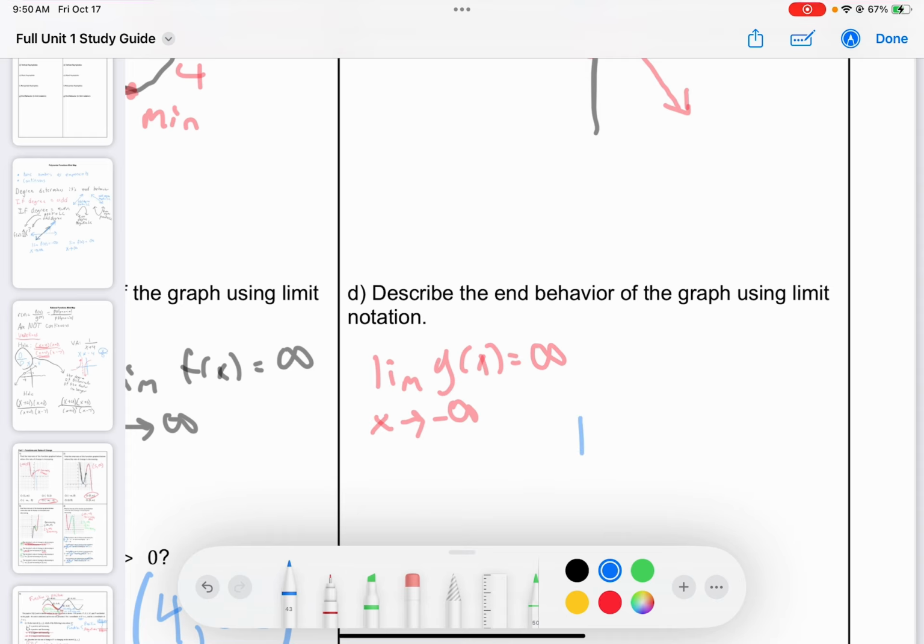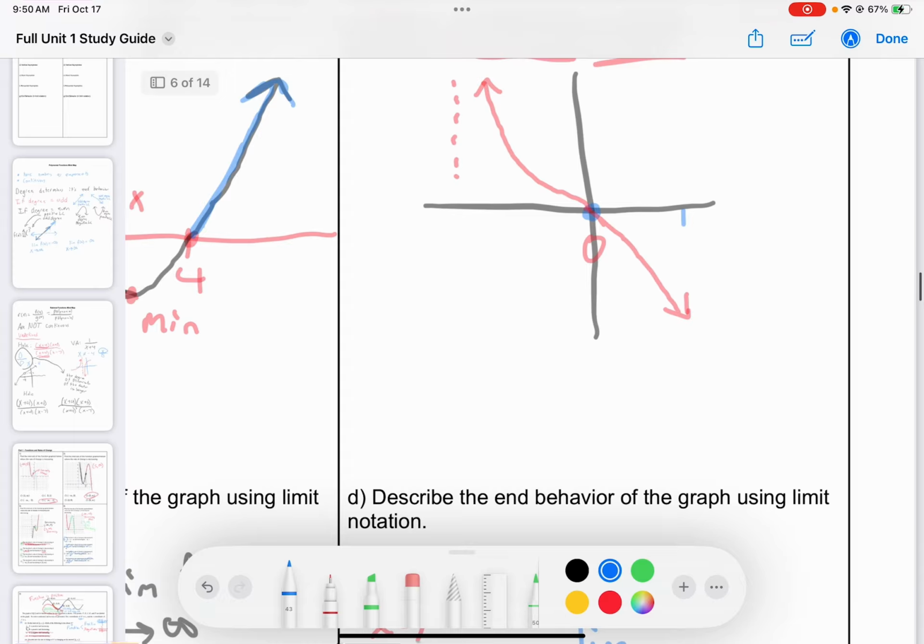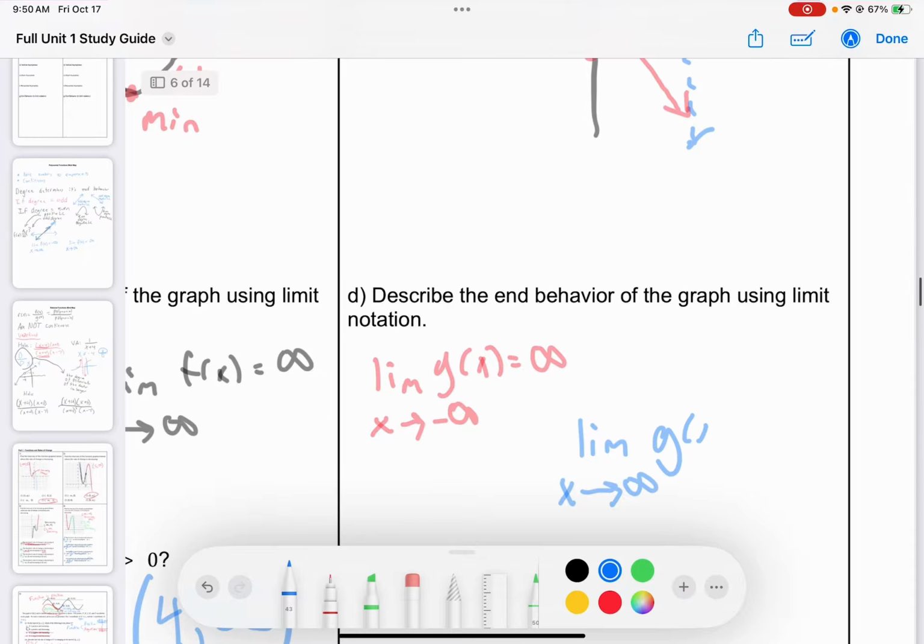What about as we head towards positive infinity on the x? Well, where are we headed? We're headed down forever and ever and ever. So we're headed towards negative infinity.